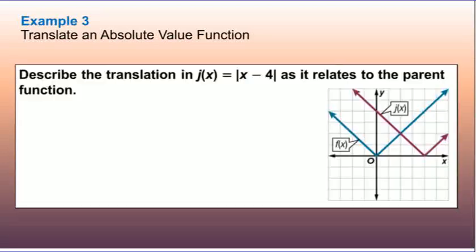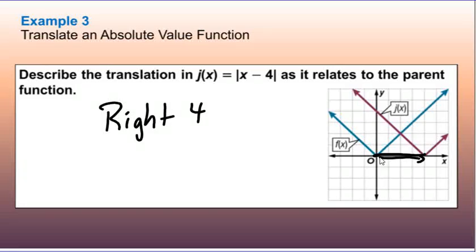Let's take a look at an example. It says describe the translation of j of x equaling the absolute value of x minus 4 as it relates to the parent function. And the parent function is f of x equaling the absolute value of x. The blue graph in the picture here is the parent function. You can see that it moved the vertex, and I'm looking mainly at the vertex, 4 steps to the right. So this would be right 4.